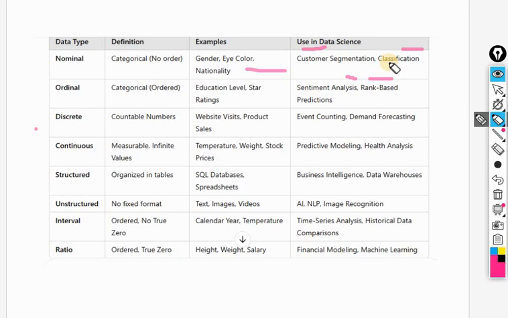In real time we use nominal data in classification, like classifying customer segments. For sentiment and rankings, we use the ordinal data type. For event counting and demand forecasting, we use discrete data types. For predictive modeling and health analysis, continuous data. For business intelligence and data warehouses, we go for structured data. For image recognition, AI and NLP, we use unstructured data. For time series analysis and historical data comparisons, we go for interval. For financial modeling and machine learning, we use the ratio data type.